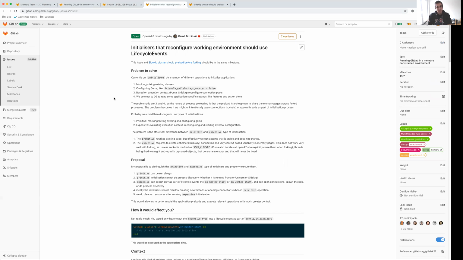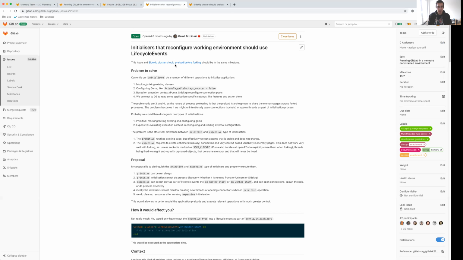And one here is the lifecycle events for initializers. And so there are just some more expensive operations here that we may want to address and actually separate them out so that we don't increase our overall memory consumption. So this is one of the things that we may be addressing.